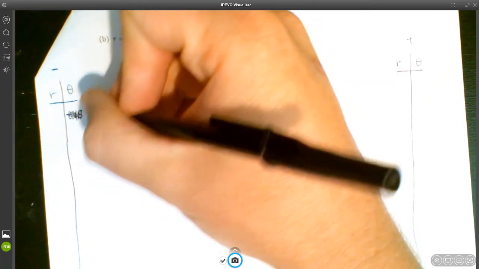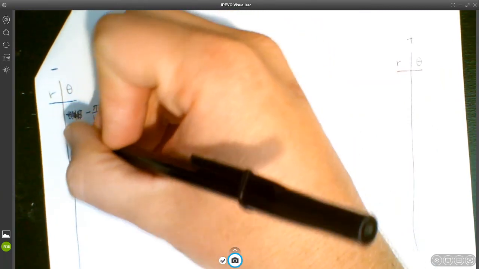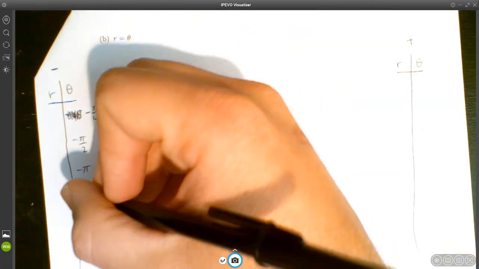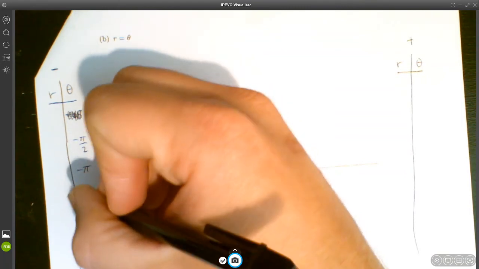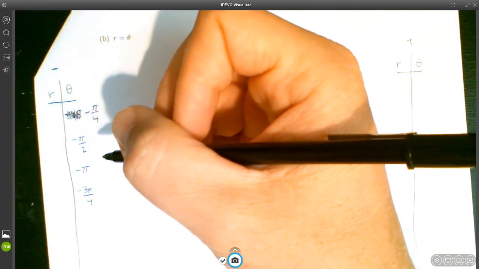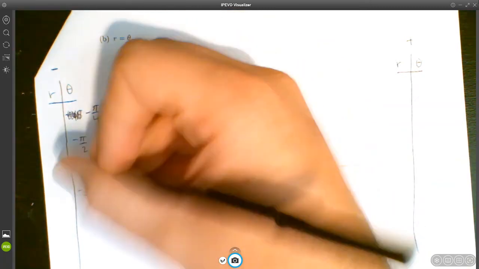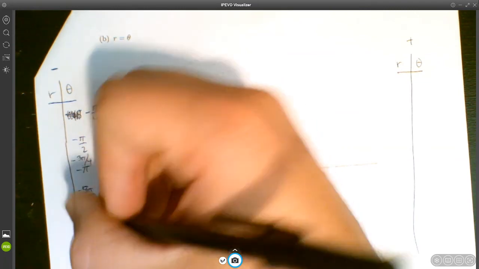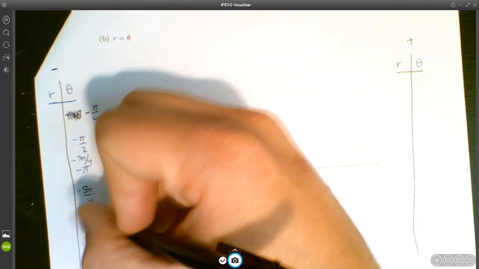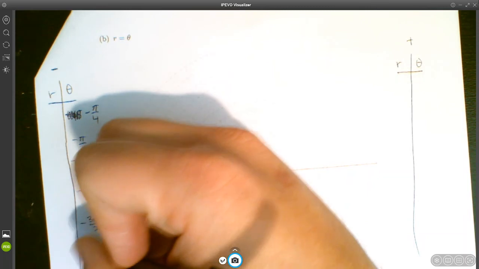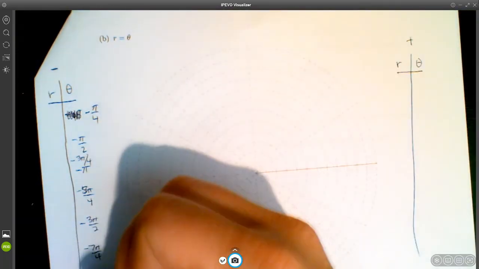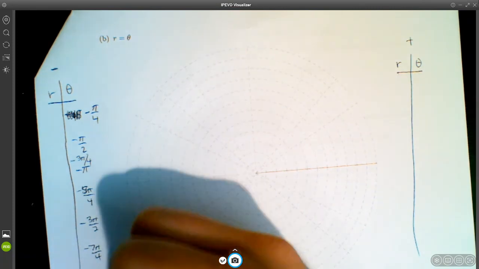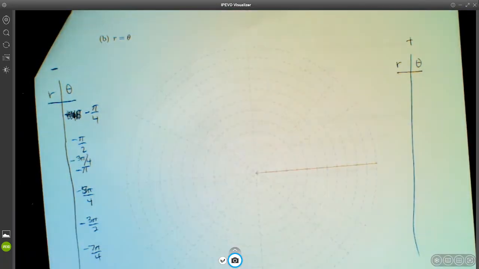So let me do negative pi over 4, negative pi over 2, negative 3 pi over 4, negative pi, negative 5 pi over 4, negative 3 pi over 2, negative 7 pi over 4. And then I'm just going to start getting bigger and bigger. So negative 2 pi, negative 3 pi, negative 4 pi, and so forth. Let's see about how much this would be.